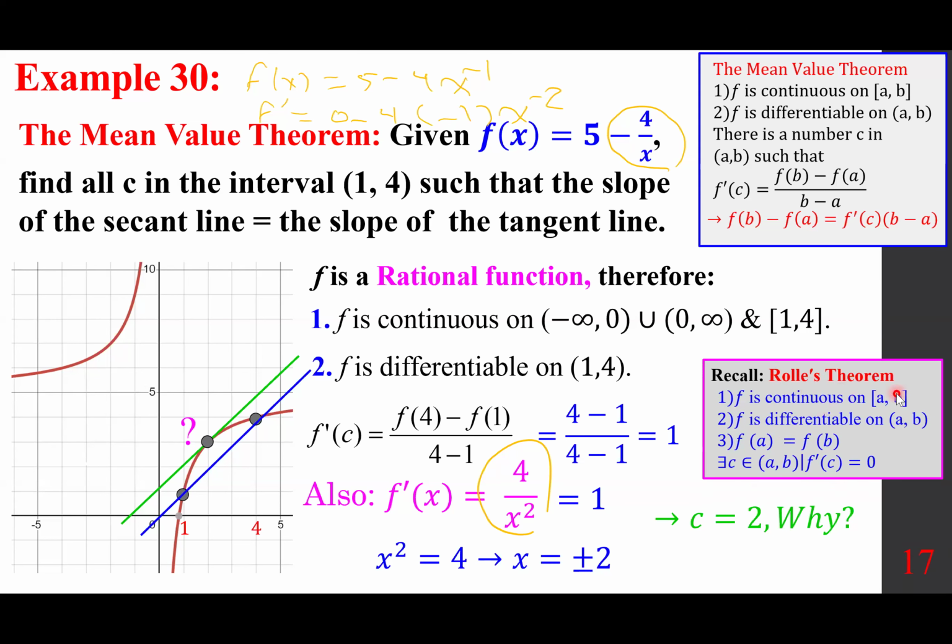Also reminding you of Rolle's theorem, which is very similar to the mean value theorem. Rolle's theorem is a special case of that, which means besides the first two, we have the third criterion, f of a is also equal to f of b, in which case f prime becomes 0. Just think about this formula. When f of b equals f of a, that means f prime is 0.